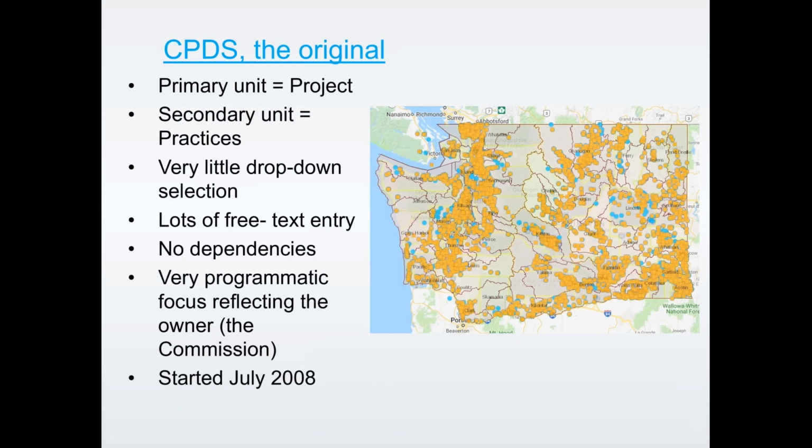The original thinking in the original system was that the primary unit was a project, much like you've heard from others today, and the secondary unit was practices, BMPs. Very few drop-downs, a lot of free text, which is good for flexibility. Very few dependencies between related types of fields like status and funding dates. And a very programmatic focus because it was generated based on the needs of the Conservation Commission.